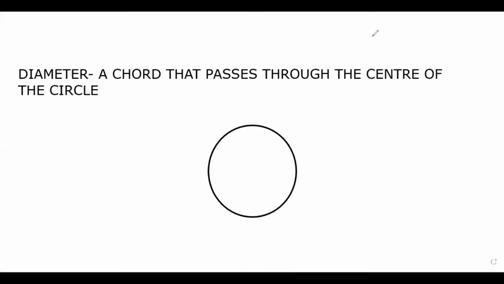Now, the diameter is a chord that passes through the center of the circle. So if you remember from previously, the chord is a line segment whose endpoints are on the circle. So that means if we have the center of the circle here, the diameter is a chord, which is a line segment that touches the endpoints of the circumference. So it has to go through the middle of the circle. And the diameter is equal to twice the radius.